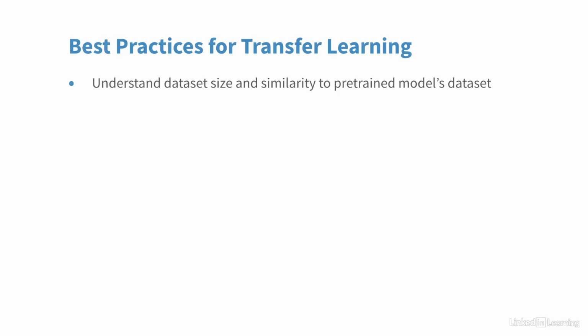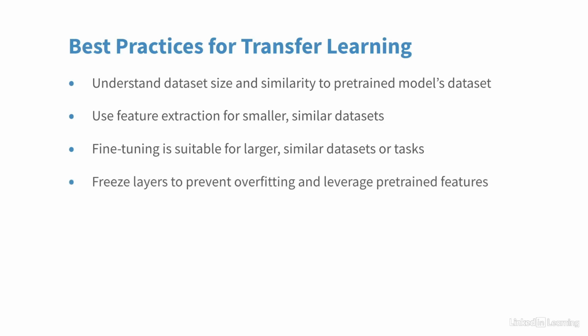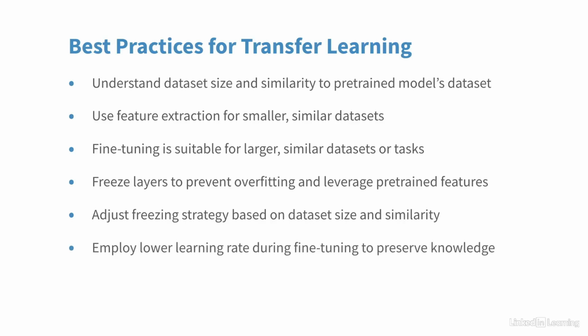You want to leverage feature extraction for smaller, similar data sets. You want to use fine-tuning for large data sets that are similar to the task that the original model was trained on. You want to freeze layers to prevent overfitting. You want to adjust the freezing strategy based on the dataset size and similarity. You want to use a lower learning rate and apply data augmentation to enhance the model's performance.